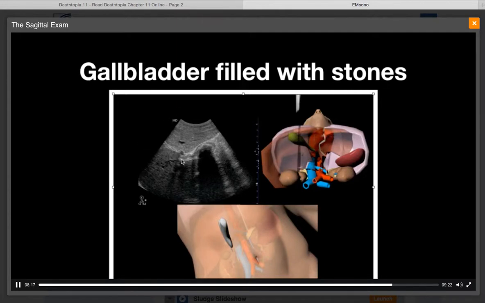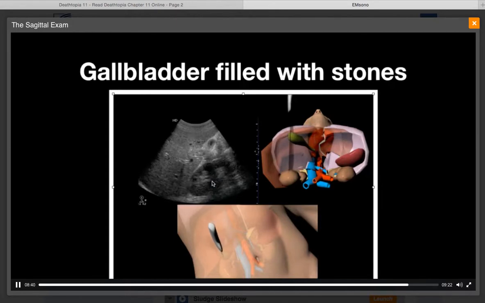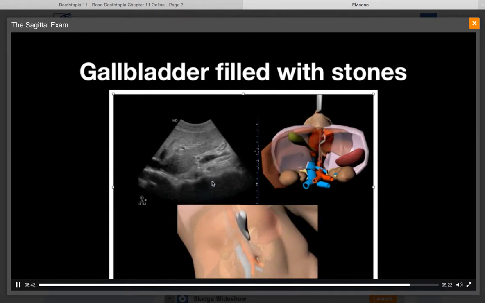If you take a look here, you've got this shadowing, and that's the first thing that you recognize, and it appears to be a clean shadowing. This is all anechoic, as opposed to this area right up here, which is dirty shadowing due to bowel gas. So you've got this echogenic line here, followed by clean shadowing. This was a patient whose gallbladder was completely filled with large stones.